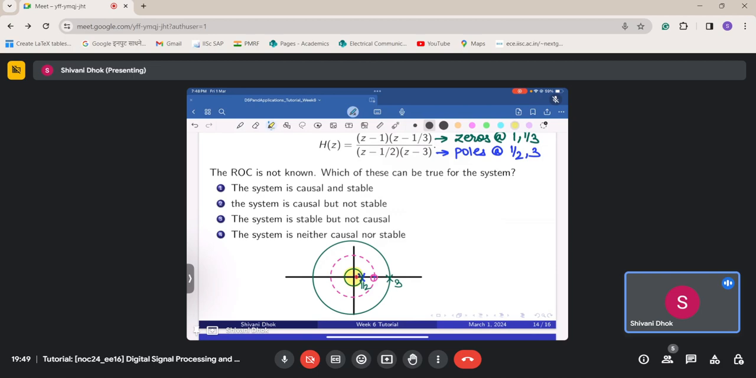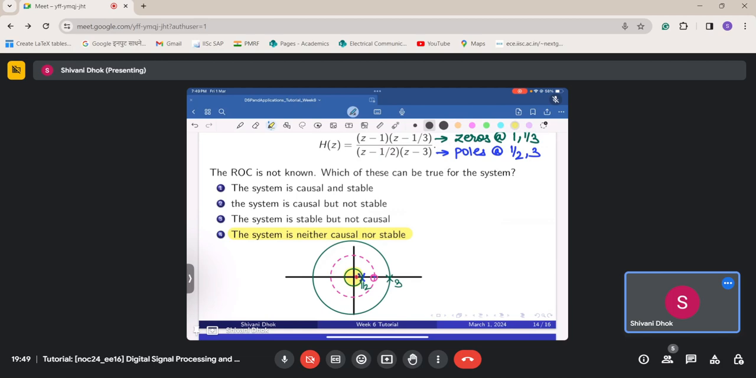Now when I'm having this particular region of convergence, this yellow one, this does not include my unit circle, and neither does it include the z tending to infinity term. So for this particular yellow region of convergence, the system is neither stable nor causal. So the last option is correct. This is one of the options which is correct.